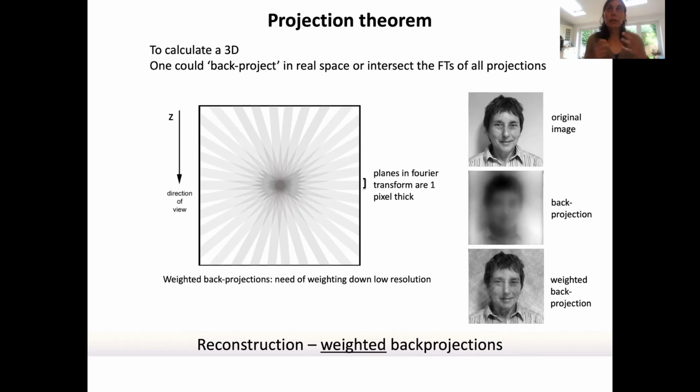And you can imagine doing the 3D reconstruction by back projection, as if you take each projection and you smear it back in 3D to form your object in the middle. But you can also think about calculating the Fourier transform and intersecting them in 3D. And this way of thinking, it's easier to understand the weighted back projection.